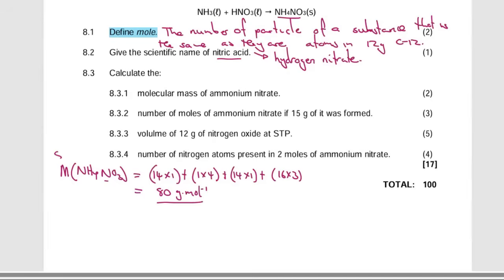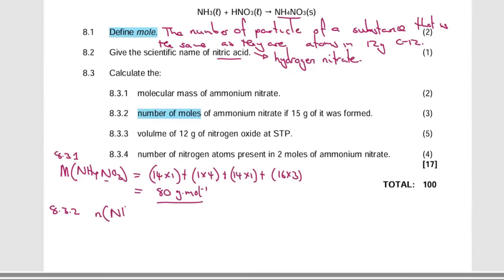So this is question 8.3.1. Then moving on to 8.3.2. It says calculate the number of moles of ammonium nitrate if 15 grams of it was used, right? So what I'm going to do here is calculate the number of moles. By formula, you know the number of moles.